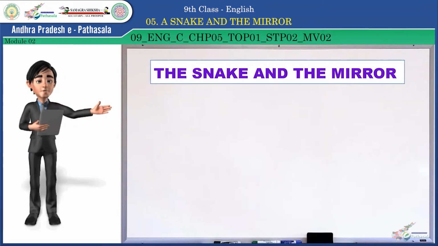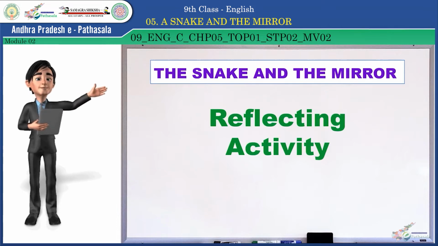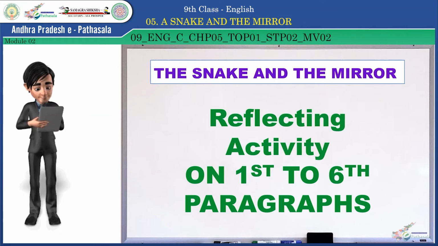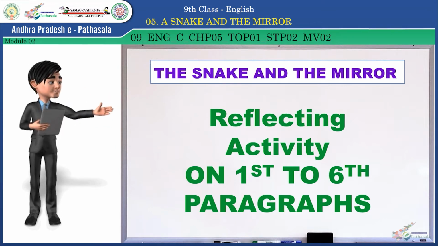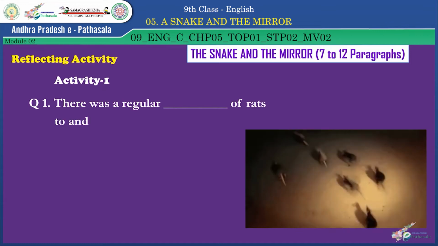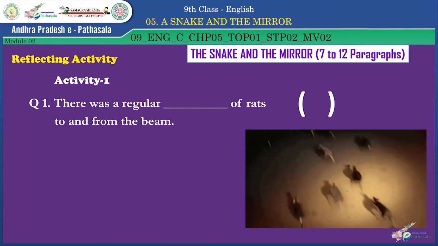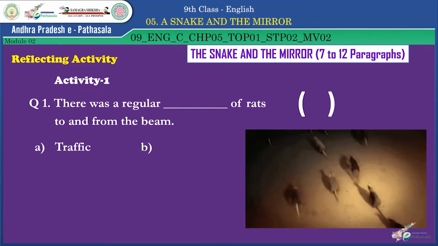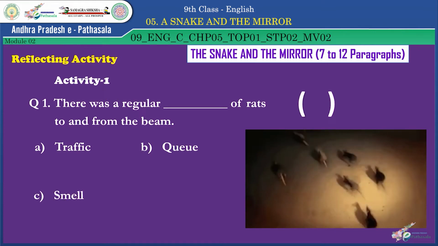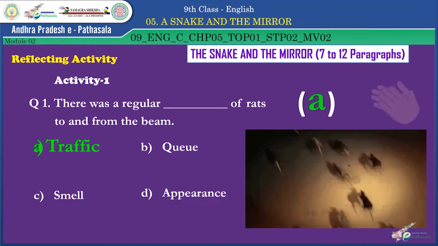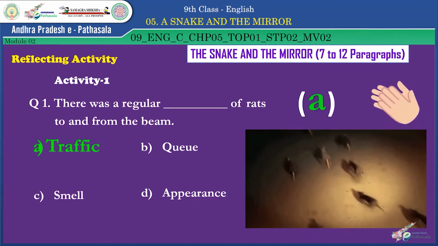Come on, children, we are going to have the reflecting activity on these first to sixth paragraphs. It's very interesting. Participate in reflecting activity of module 1. In this activity 1, question number 1 is, there was a regular dash of rats to and from the beam. You have four distractors. A. Traffic. B. Queue. C. Smell. D. Appearance. Yeah, children, you're right. A. Traffic is the right answer.